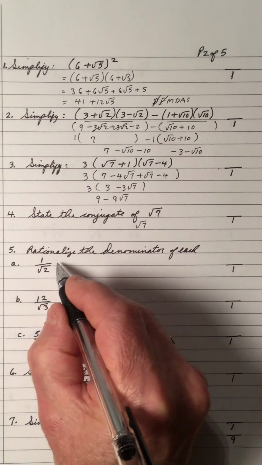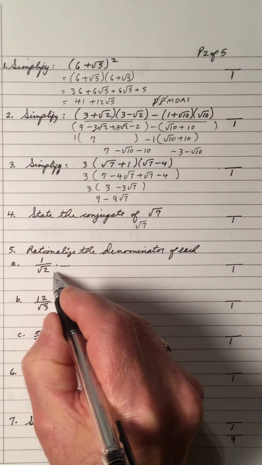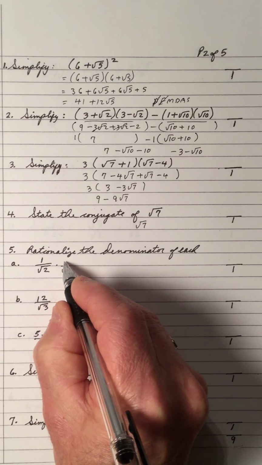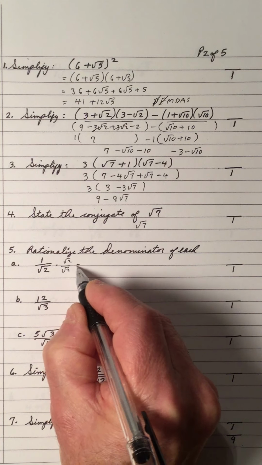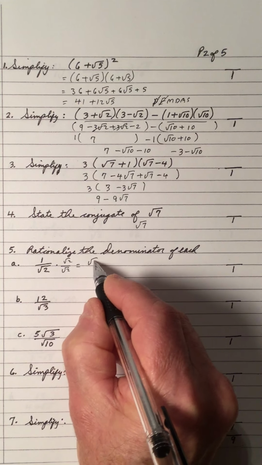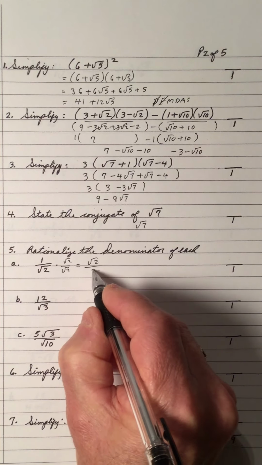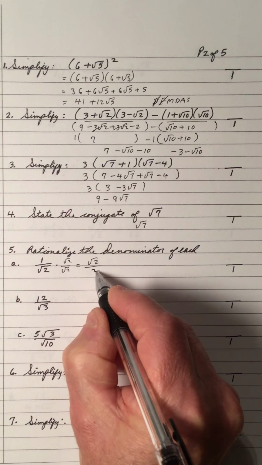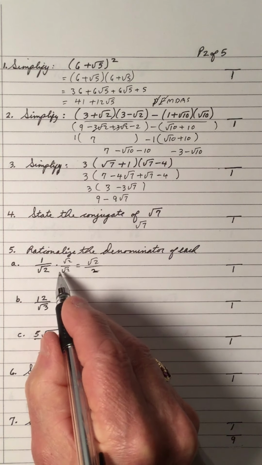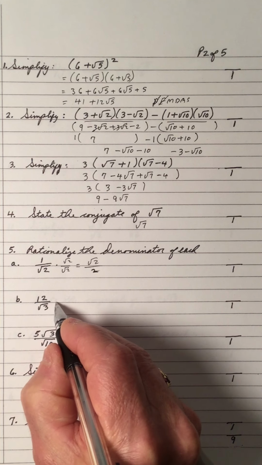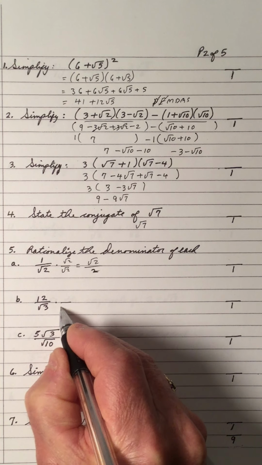Rationalize the denominator of each. That means you've got to multiply by root 2, top and bottom, and that gives you root 2 over 2. You cannot cancel these because that's an irrational number and that's a rational. That's a 2.